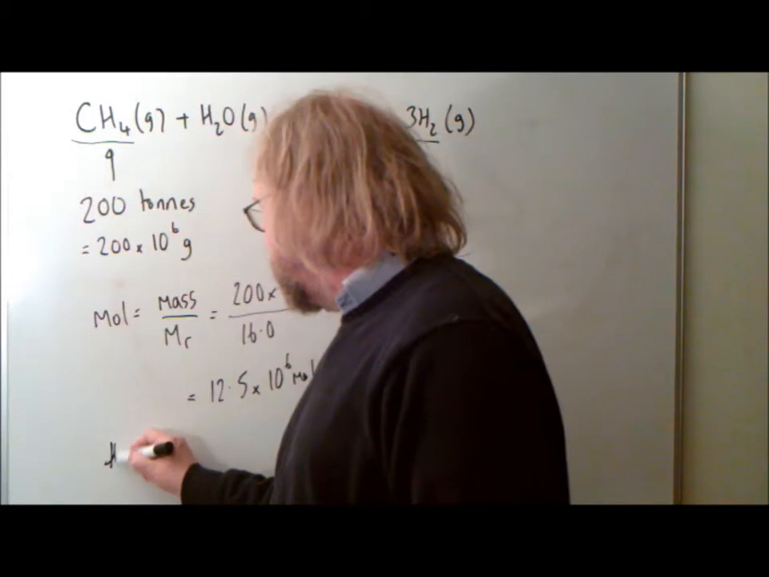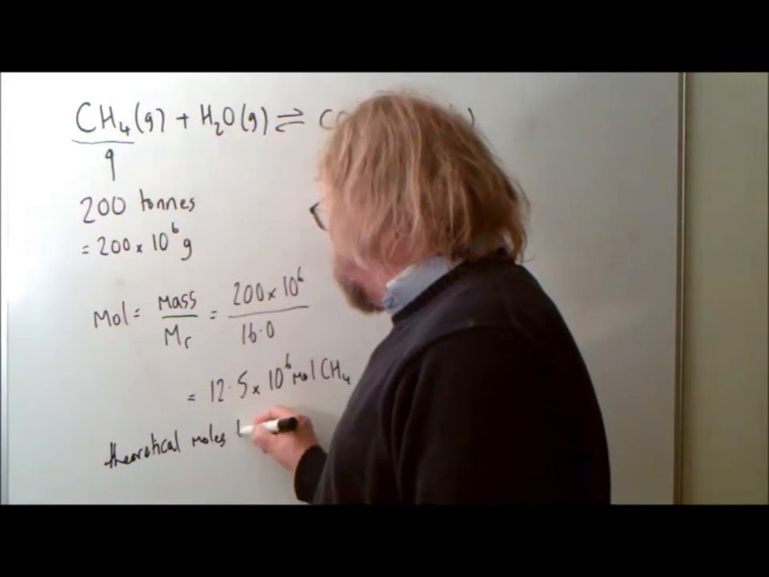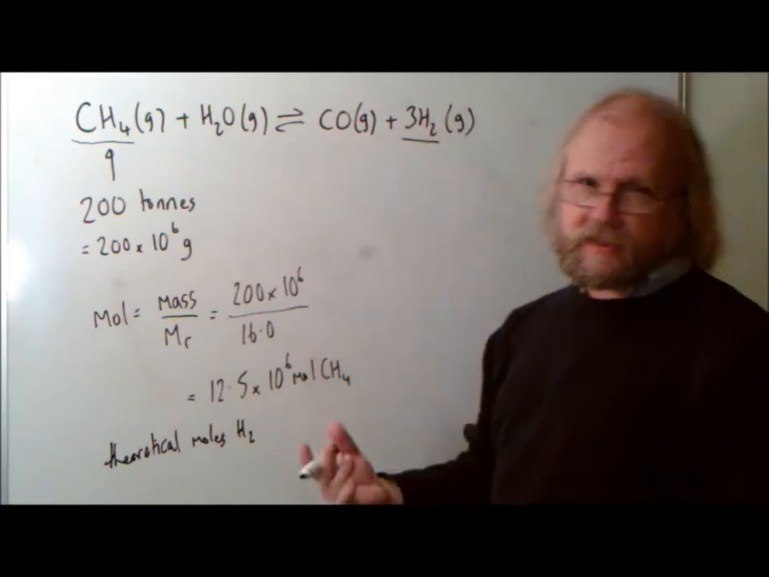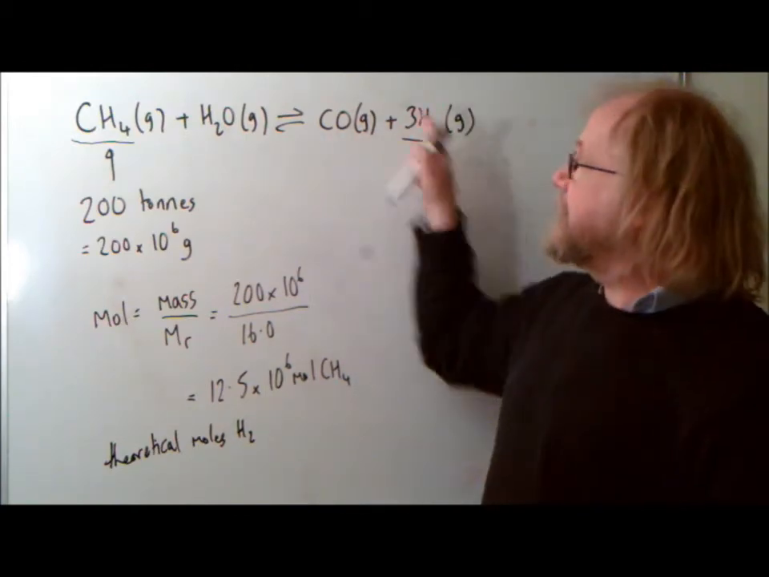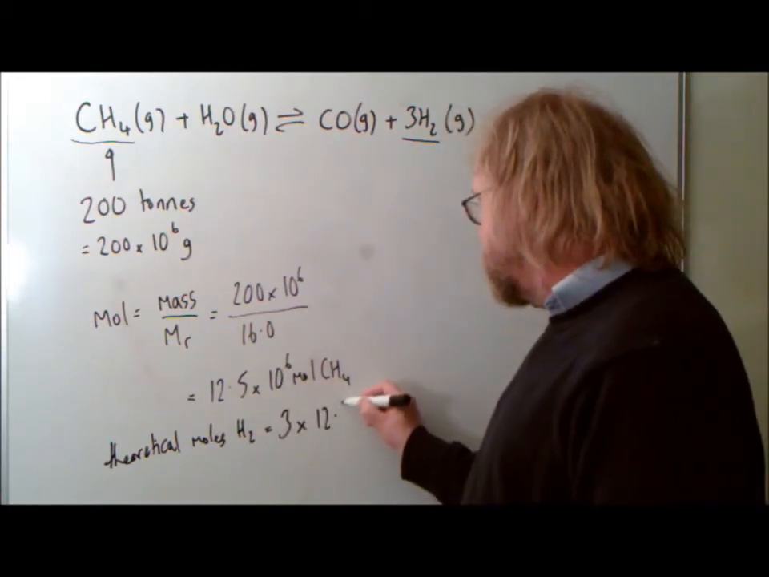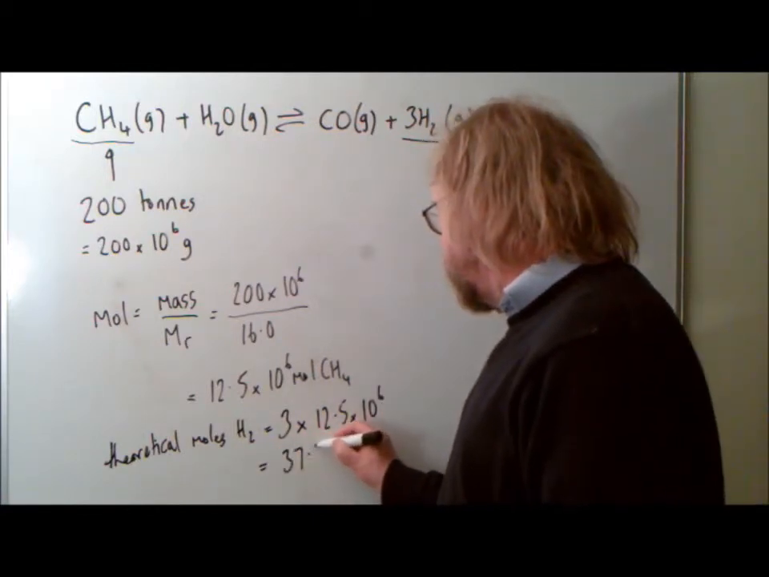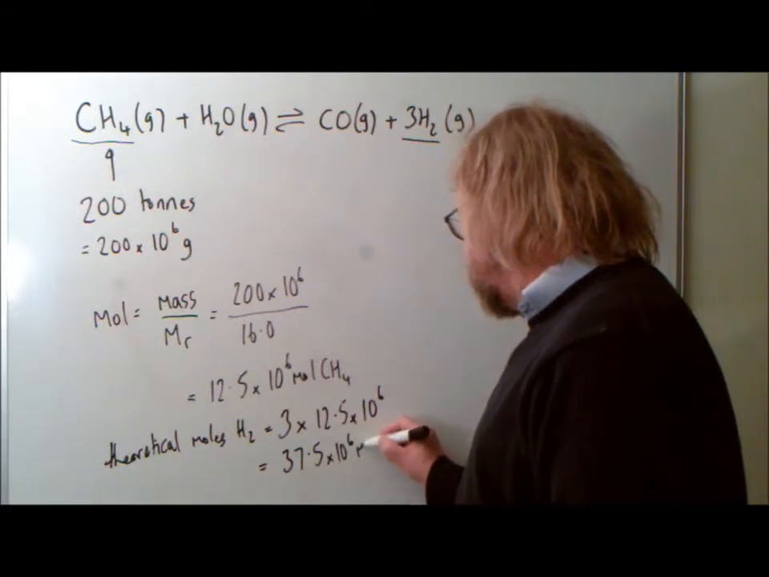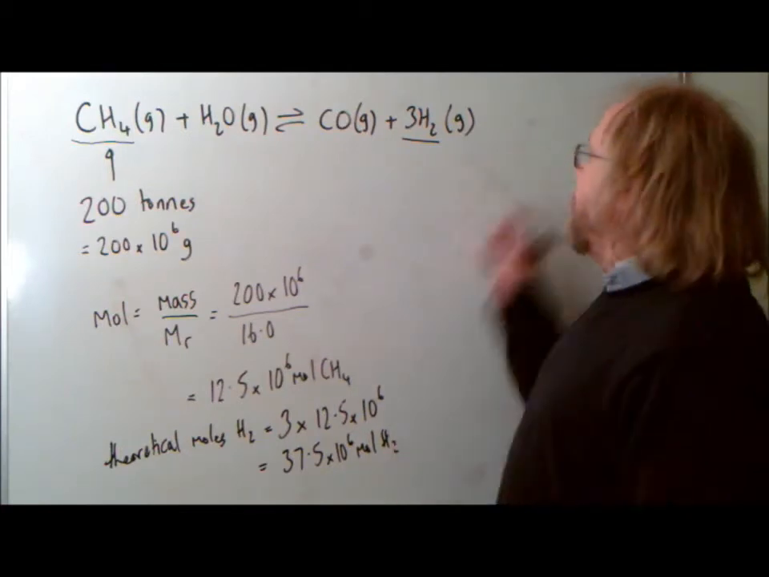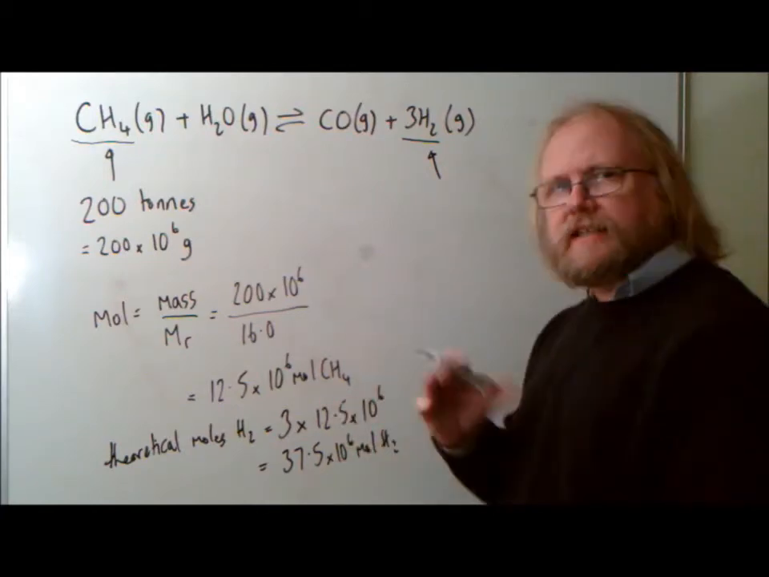So our theoretical yield of hydrogen is going to be 3 times the number of moles of methane. Okay, so what we write down there is that our theoretical moles of hydrogen. Remember, that means if everything were perfect, if the reaction went all the way over to the right and you didn't lose anything along the way, you'd get 3 times as many moles of hydrogen as you had of methane. So that will be 3 times 12.5 times 10 to the 6, which is 37.5 times 10 to the 6 moles of H2. On the other hand, it tells us that what we actually got was less than that, and if you come up with a number which isn't less than that, it means you probably messed it up.